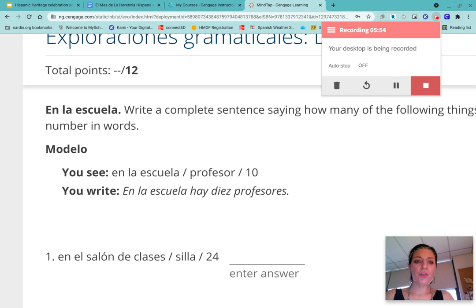On this next page, you're writing a sentence about how many of the following things are in a classroom or wherever it's telling you. So for example, en el salón de clases, silla 24. So we want to use the word hay. Remember, hay means there is or there are. So we're trying to say in the classroom, there are 24 sillas. In this case, we would say en el salón de clases hay 24 sillas. So it's going to be 24 sillas because we're saying 24 chairs.